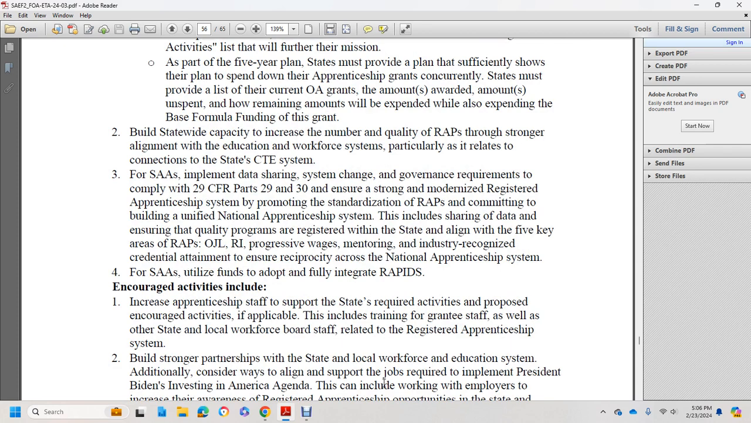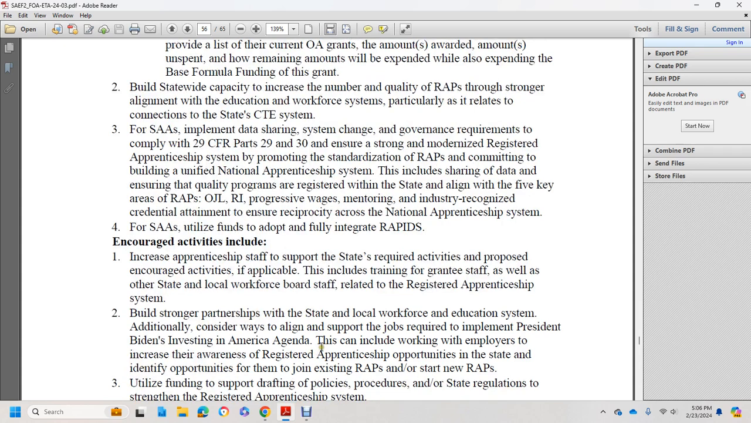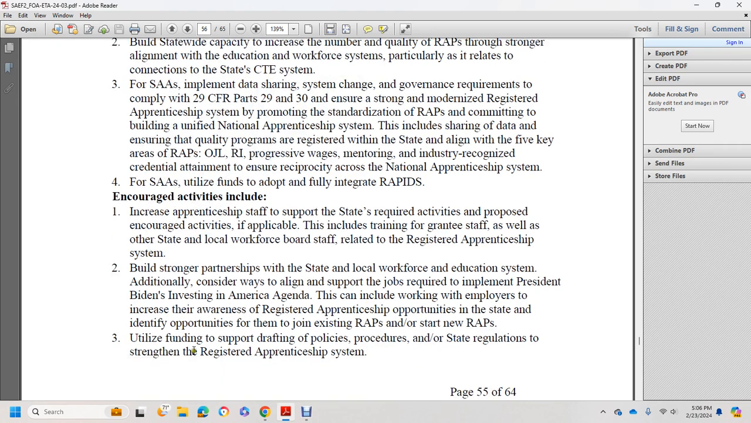Encouraged activities include the apprenticeship of the staff and the support of the state, along with the required activities of the Bureau. Encouraged activities also include training the grantee staff, as well as other state and local workforce board staff related to the registered apprenticeship system. 2. The bill is a stronger partner for the state and local workforce and educational system. Additionally, consider ways to align and support the jobs required and implemented with President Biden's Investing in America agenda, working with employers to increase awareness of registered apprenticeship opportunities in the state, and identify opportunities for them to join and start a registered apprenticeship program.